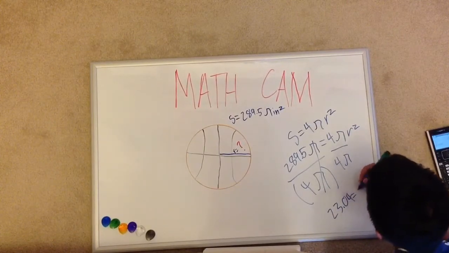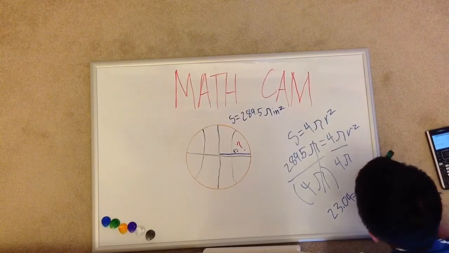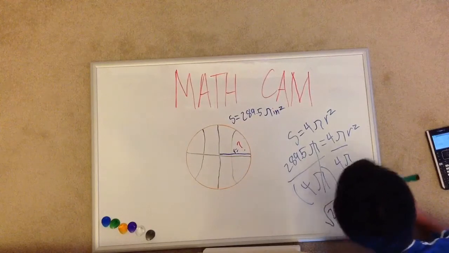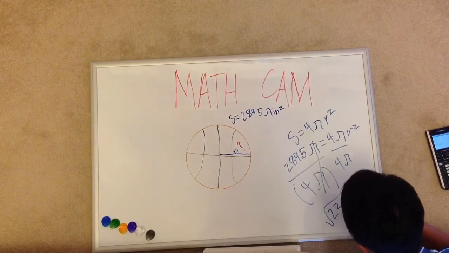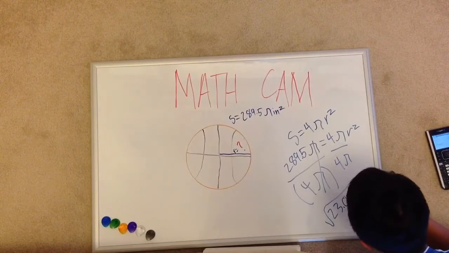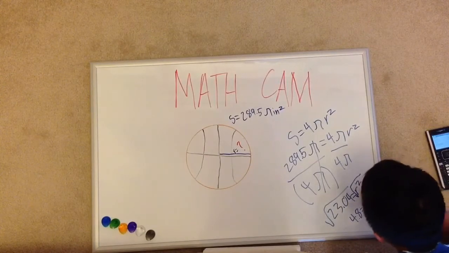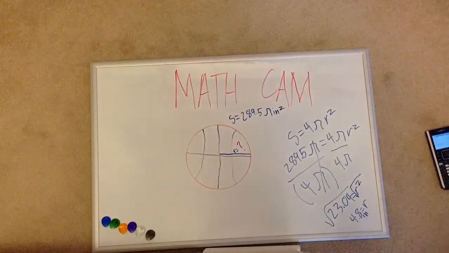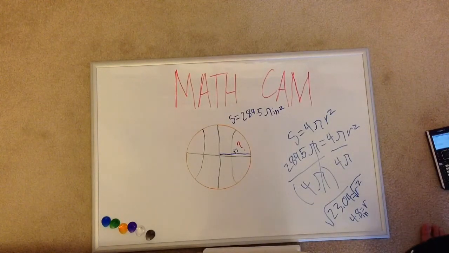23.04 is equal to radius squared. And to get rid of the squared, we have to square root it, and we would get 4.8 is equal to the radius, inches. Not inches squared, because we're finding radius. Sorry, Dirk, but according to my math calculations and finding the surface area, your ball is not big enough to be considered an NBA basketball.